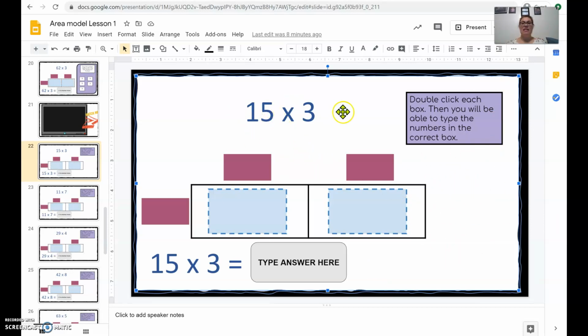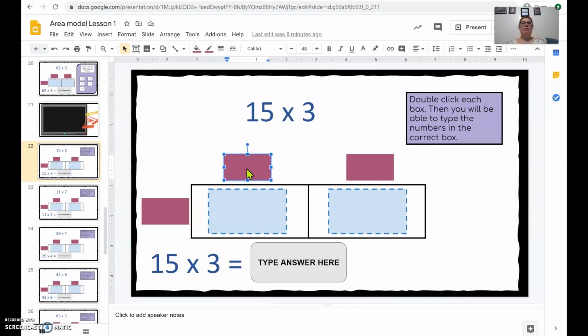So we're looking at 15 times 3. I know that 15 is made up of 10 and 5. So I'm going to double click and type in 10. I'm going to come over to this one and double click 5. Finally, my second number, double click and 3. Okay, now I can multiply.